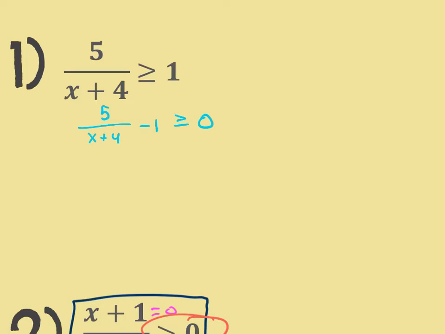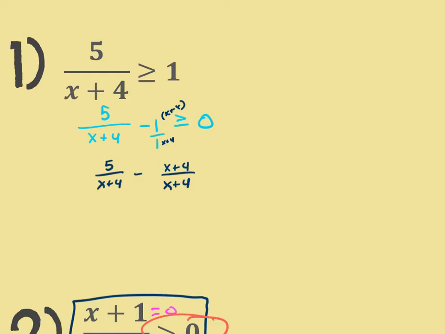The second step said I have to get that into one fraction. I can't have 2 separate parts. So I have to give 1 over 1 the denominator x plus 4. And I'd get 5 over x plus 4 minus 1 times x plus 4, which is x plus 4, over x plus 4. So I had to change 1 so it had x plus 4 as its denominator, which is x plus 4 over x plus 4.